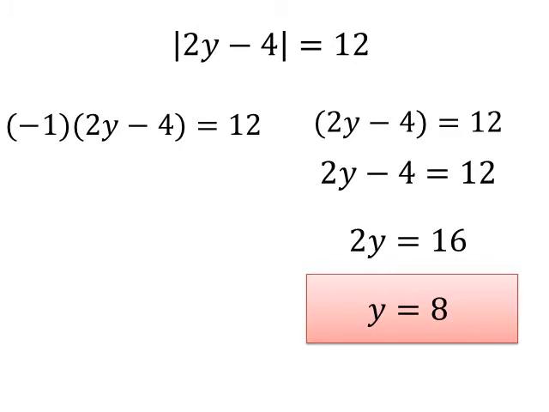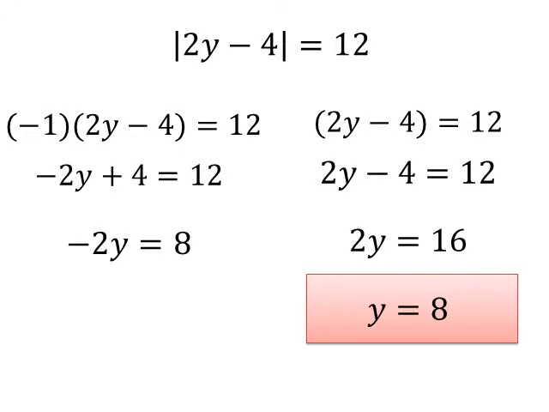So in this case, I do have to distribute the -1. That gives me -2y plus 4 equals 12. Because -1 times 2y is -2y, and -1 times -4 is +4. So in this case, I would subtract 4 from both sides. That would give me -2y equals 8.